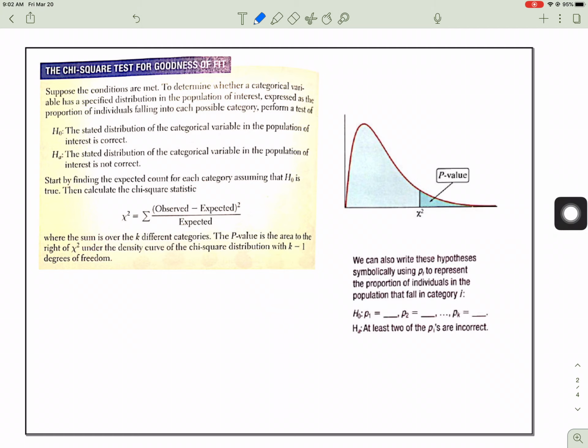Now, one thing, and you're actually going to see this in the homework tonight, instead of writing your null and alternative like this, sometimes you'll see the null as: assume that P1 does equal whatever proportion they say it's going to be, and P2 does equal that, and P3 and P4, and all the way to P sub k. Now, this is a lot harder to write and a lot more annoying, so I will never really write it like this, but you could see it that way. And the one you see in the homework will kind of make sense.